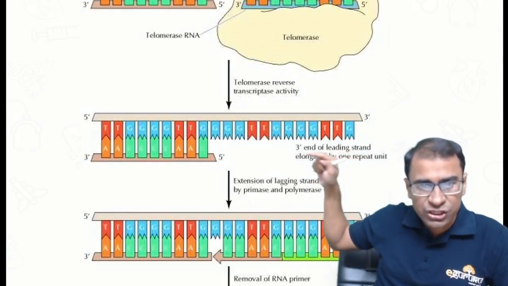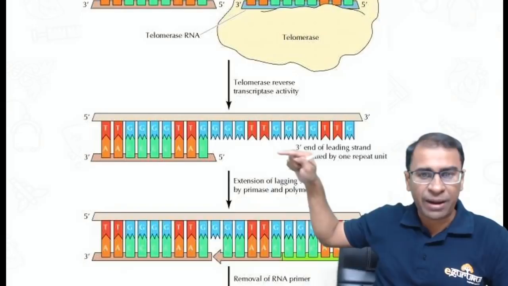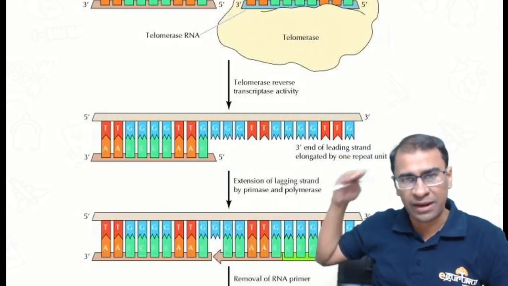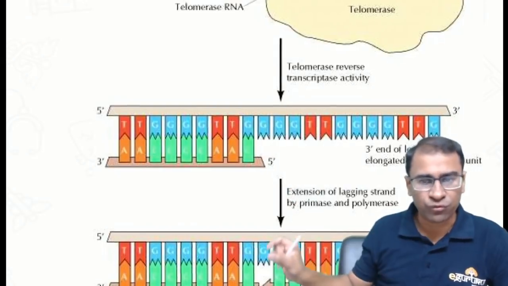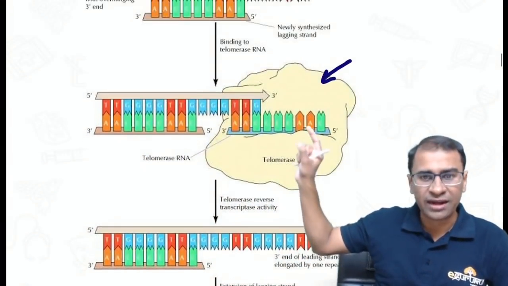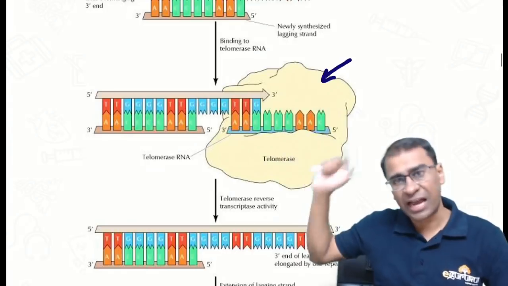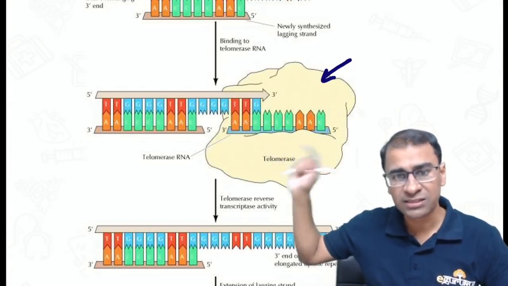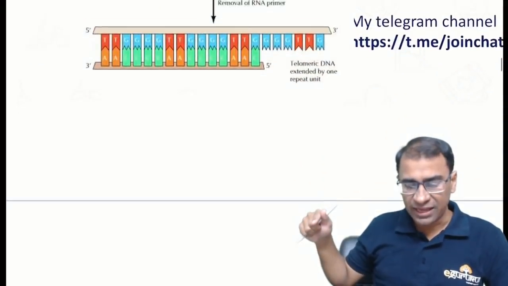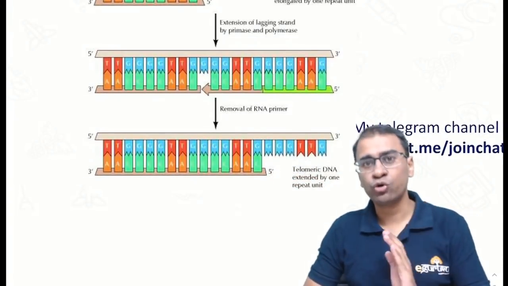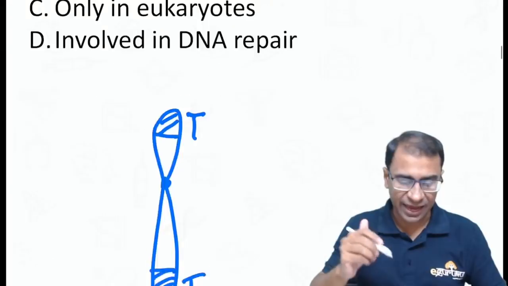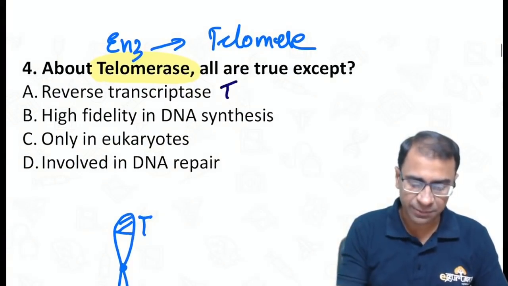There is extension of the chain here by the primase and the polymerase as we did in genetics, and then the short segment here is removed. Which is removed? The small RNA primer. Remember this RNA primer, which was actually a part of the telomerase? It is then removed, and then the whole thing starts extending. So what I want to tell you here is this whole thing actually has a reverse transcriptase enzyme.